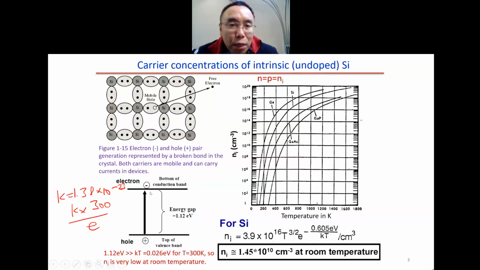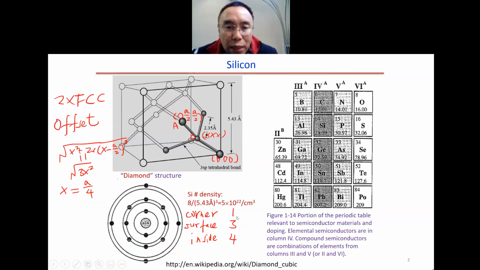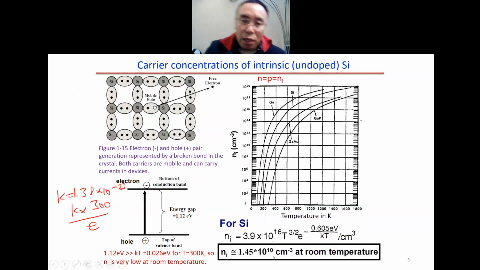This is called intrinsic, undoped silicon. The number is given by Ni, which is a function of temperature. At room temperature it is 1.45 times 10 to the power 10 per cubic centimeter. You can see this is 10 to the power 10, and that number is 10 to the power 22, so very few electrons are excited.